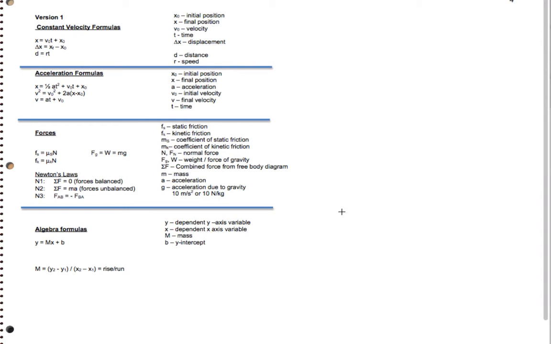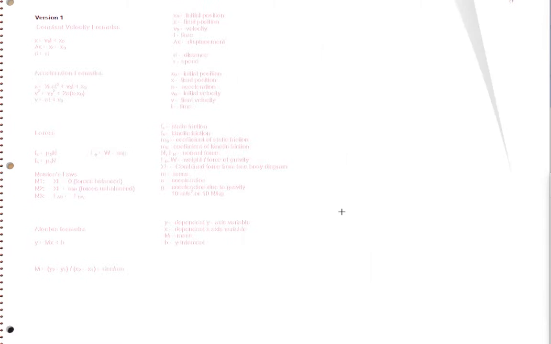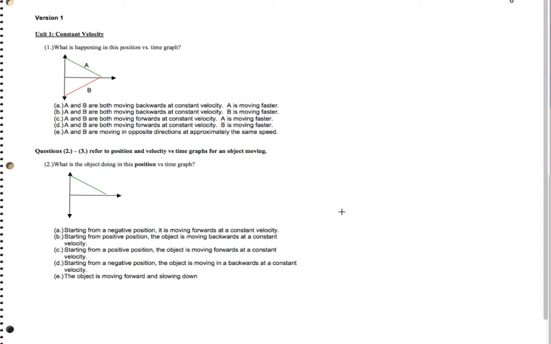All right, so I want to do version 1 of the final exam just to kind of work through some things and give you an idea of how all this stuff should work. So we want to know what's happening in this position versus time graph.